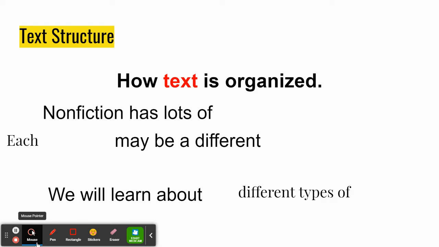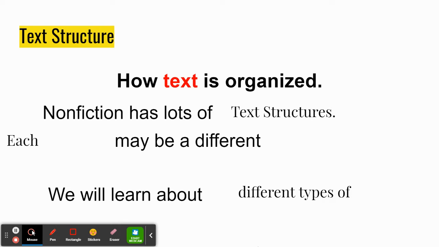Chronological, is that up there? It is not. Chronological is the other one. Okay. All right. So the first blank that we're going to fill in, how text is organized, that's what text structure is. So nonfiction has lots of text structures. So in that very first text box that you have, you can put nonfiction has lots of text structures. We're going to learn about 6 different ones.